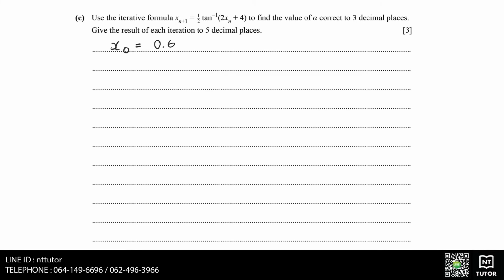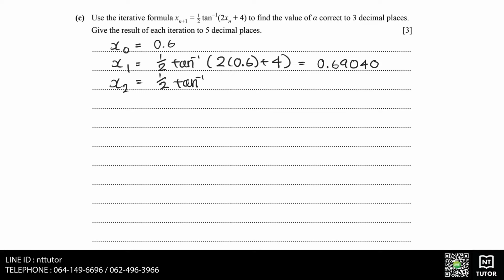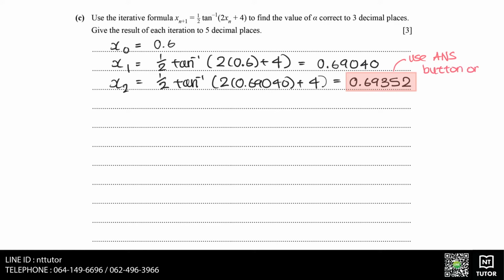So what we do is, to get the next iteration x1, we substitute x0 into the iterative formula. And once we get x1, we will substitute the value of x1 into the iterative formula to get the value of x2. It's annoying to keep typing the formula out every time, so make use of the answer button on your calculator. Right now, the answer button is equal to x2.